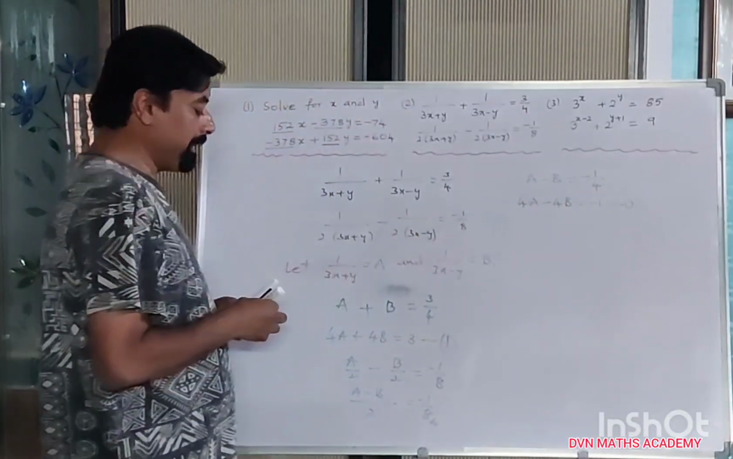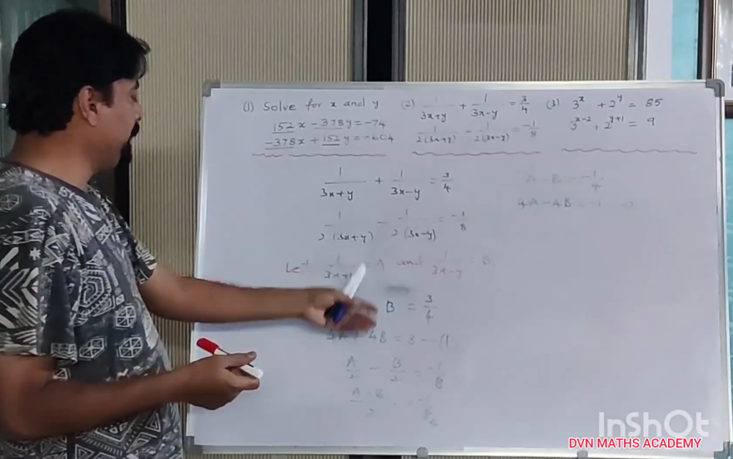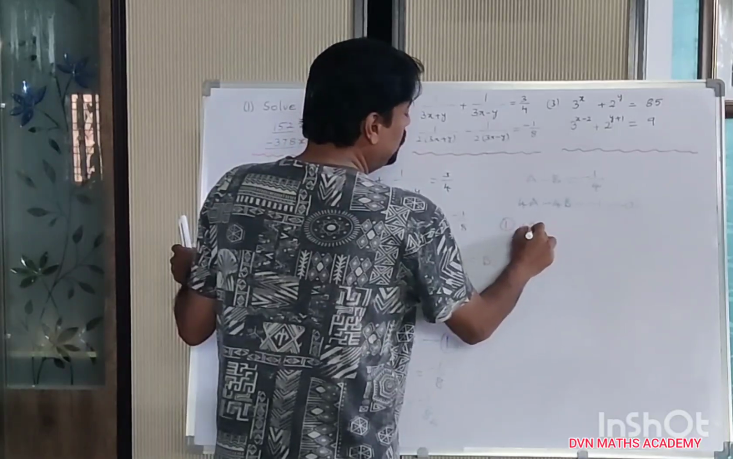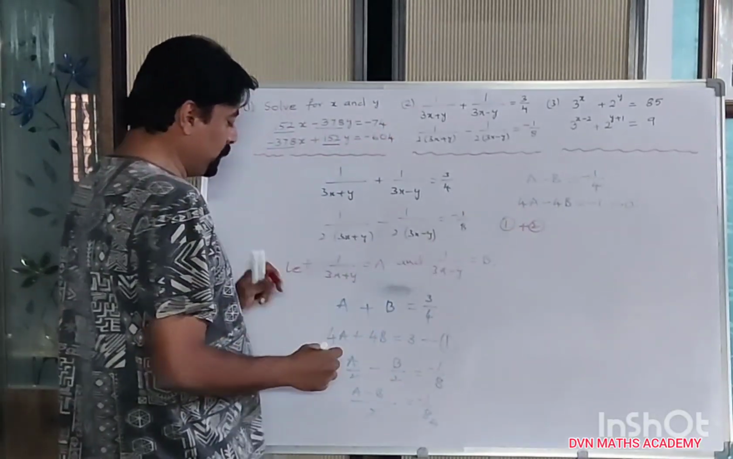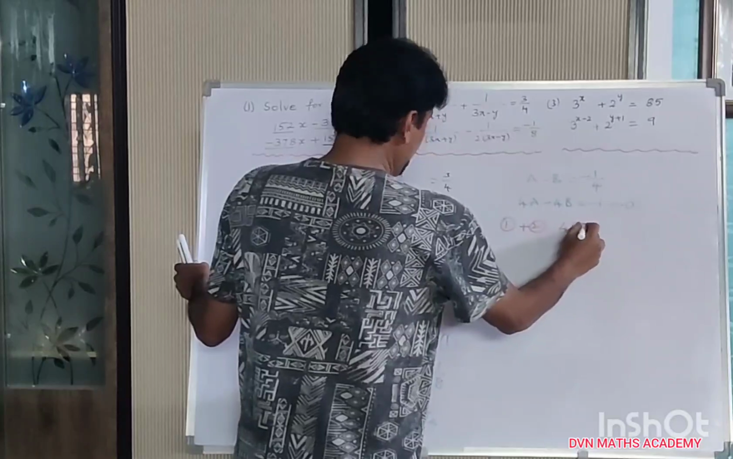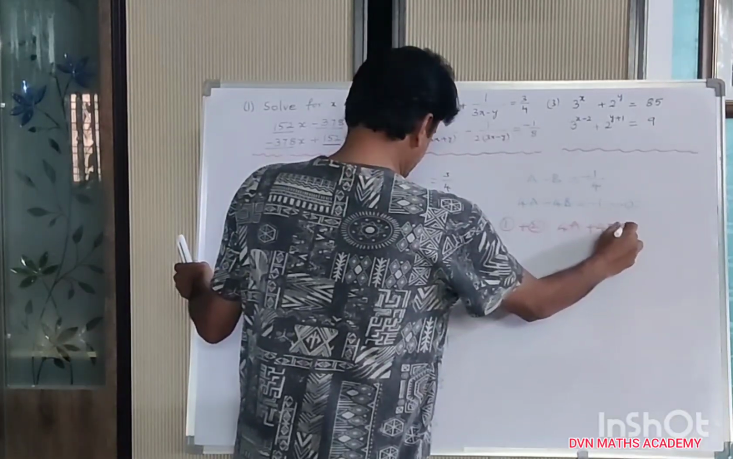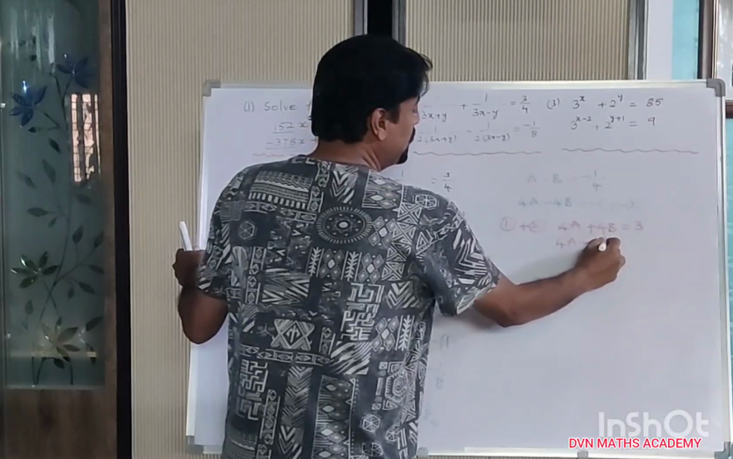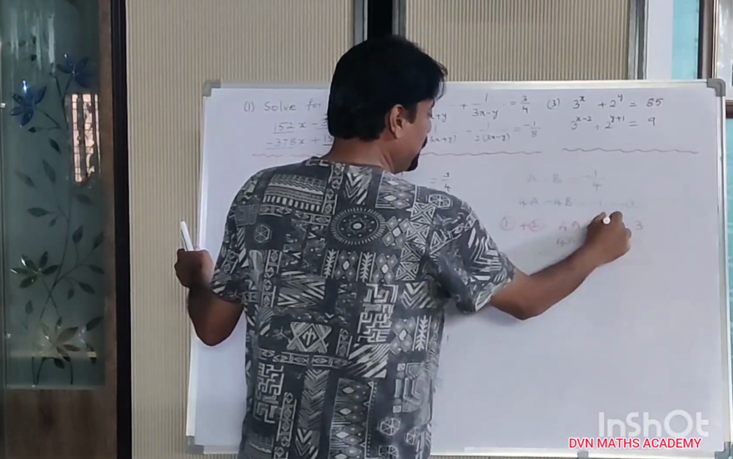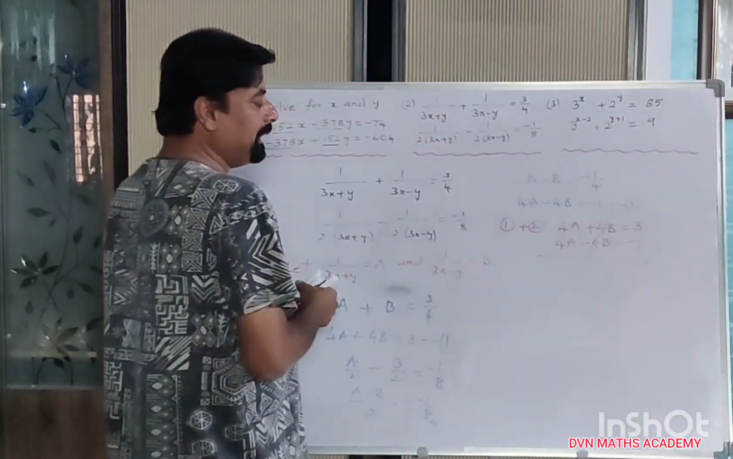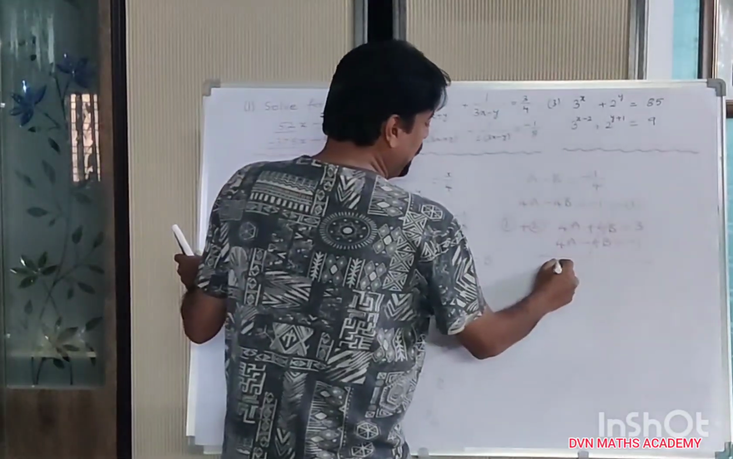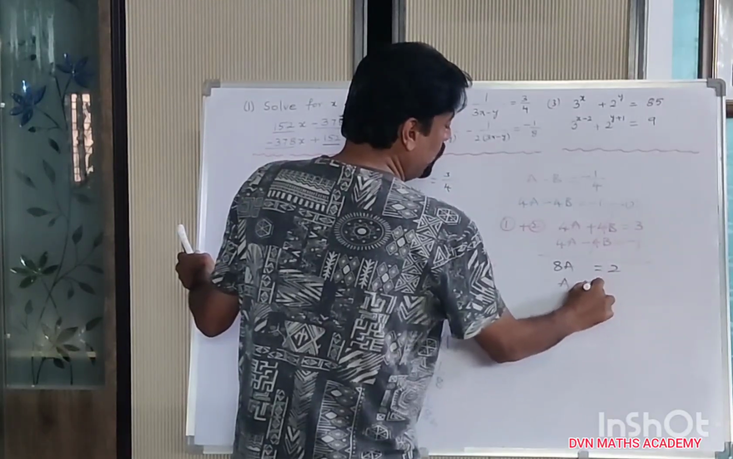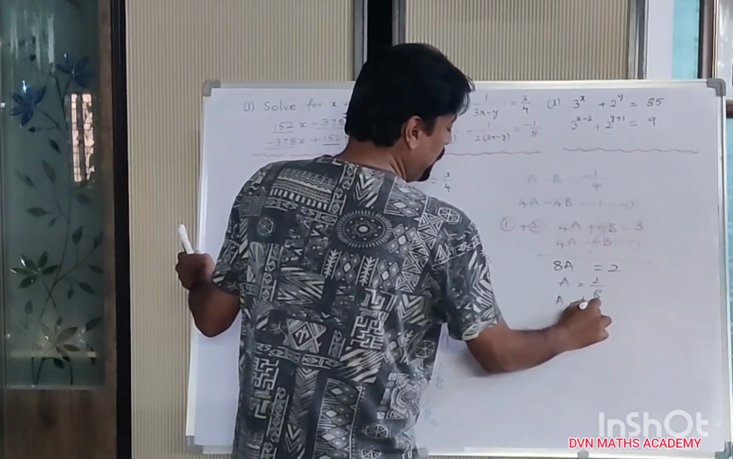Now the equations are in the simplest form. Now it is easy to get the values of a and b. Just add equations 1 and 2. The first equation is 4a plus 4b is equal to 3. The second equation is 4a minus 4b is equal to minus 1. If I add these two, the b terms cancel, and 4a plus 4a is equal to 8a, so 8a is equal to 2, then a is equal to 2 by 8, so a is equal to 1 by 4.